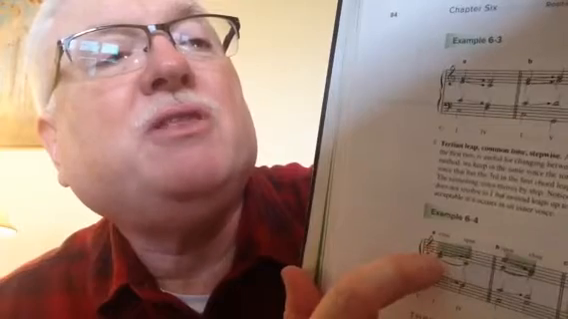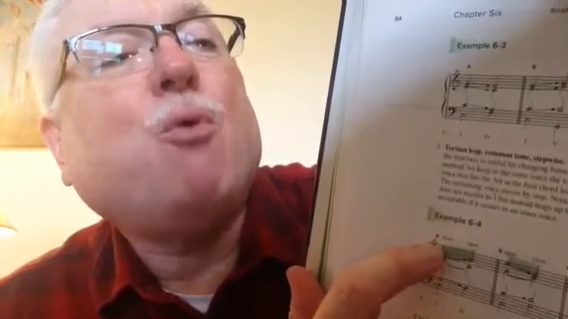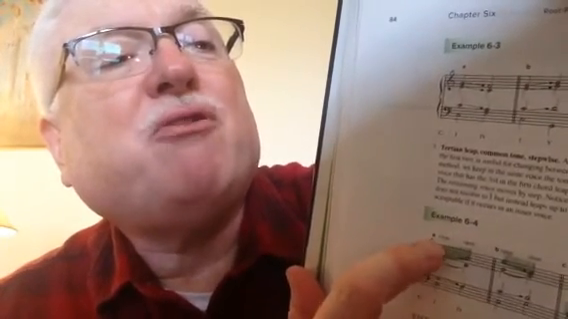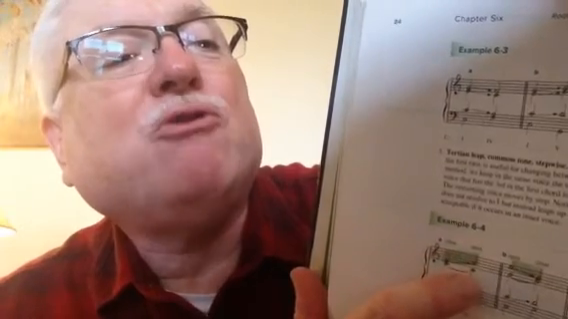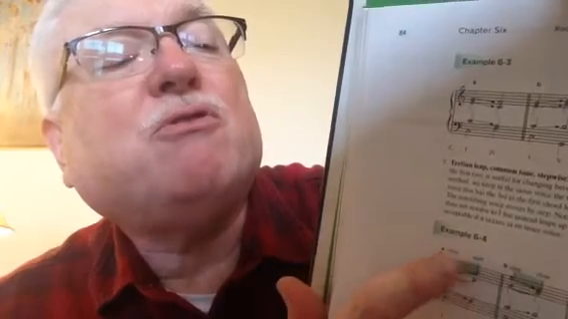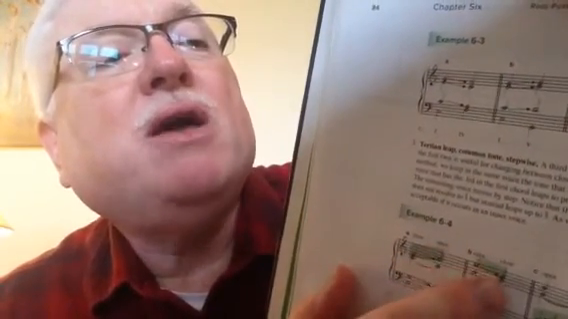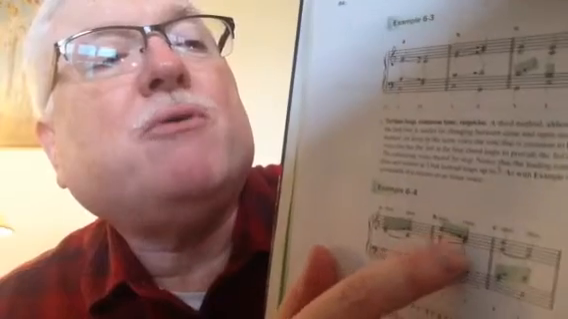That's called a tertian leap. You keep the third of the chord in the same voice. So you couldn't put the third of the second chord down in the alto or something. That would be mixing the voices. Keep the third in the soprano here and leap to the third in the soprano. Here he does it again. The third is up here in the soprano, leaps down to the third in the soprano.